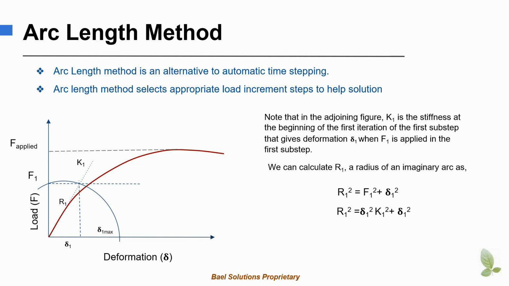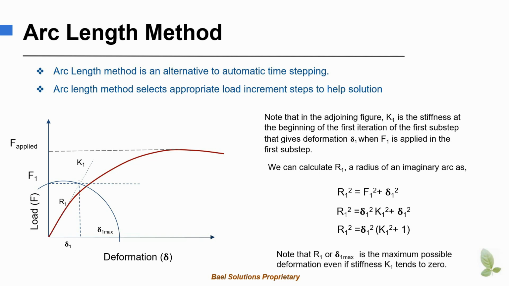We can take delta 1 as a common factor and write the equation as R1 square equal to delta 1 square multiplied by the bracket K1 square plus 1. From the equation, we can conclude that if K1 tends to 0, R1 tends to delta 1. Thus, arc length R1 represents a radius of the circle, representing all the possible combinations of F1 and delta 1 for various different values of stiffness K1.